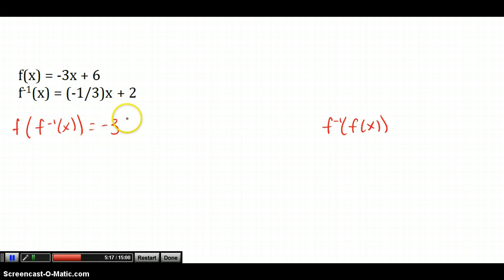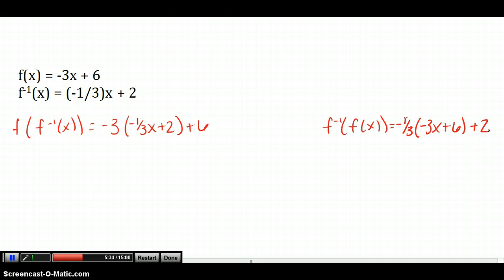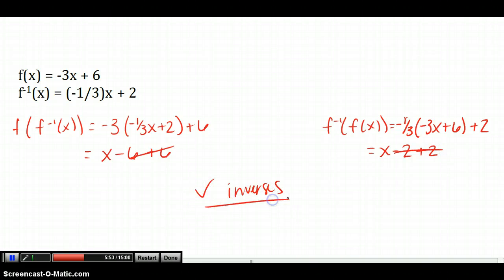So this first one, I write the original function, wherever I see x, I put the inverse. And here, just the opposite, write the inverse function, and where I see an x, put the original function. And I should get x when I simplify. I just have x minus 6 plus 6, and that is just x. And here, if I distribute, I have x minus 2 plus 2. So good, they are inverses. So in class, we're going to look at more of the graphs of inverse functions.